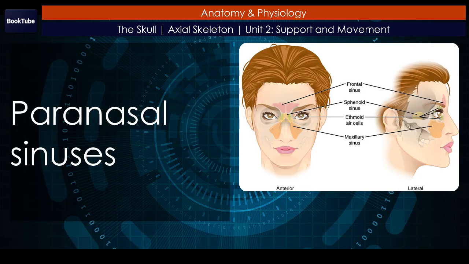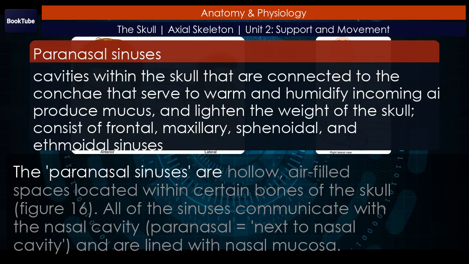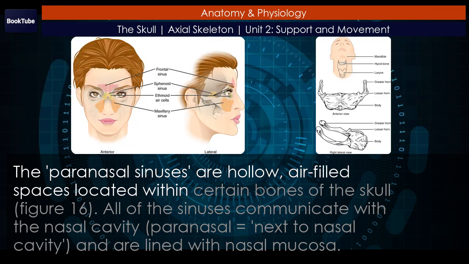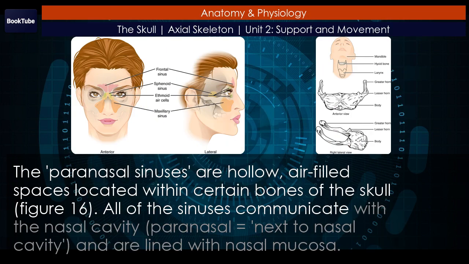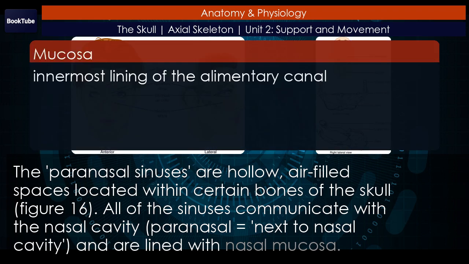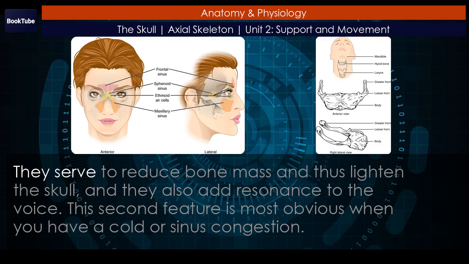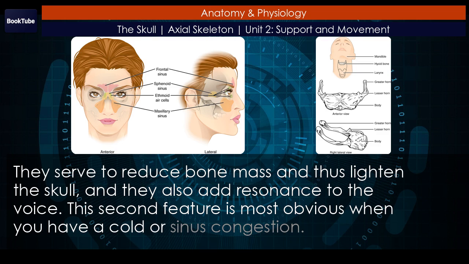Paranasal sinuses. The paranasal sinuses are hollow, air-filled spaces located within certain bones of the skull. Figure 16. All of the sinuses communicate with the nasal cavity. Paranasal equals next to nasal cavity, and they are lined with nasal mucosa. They serve to reduce bone mass and thus lighten the skull, and they also add resonance to the voice. This second feature is most obvious when you have a cold or sinus congestion.